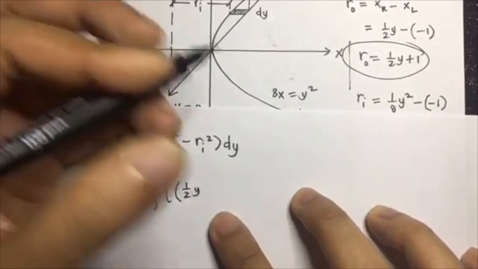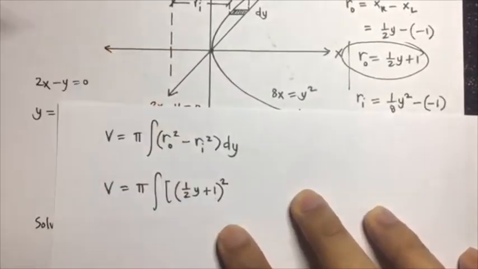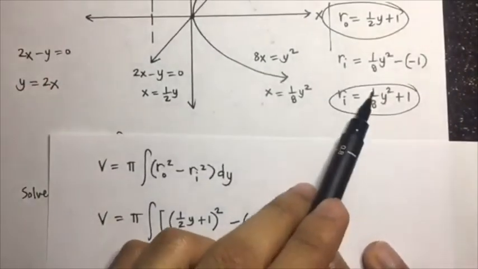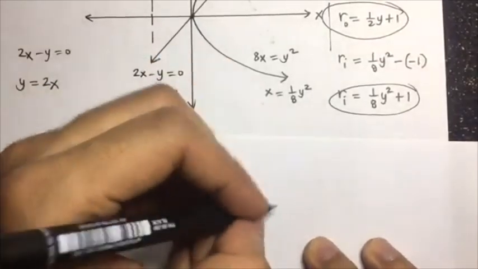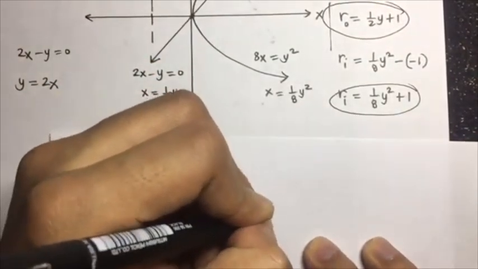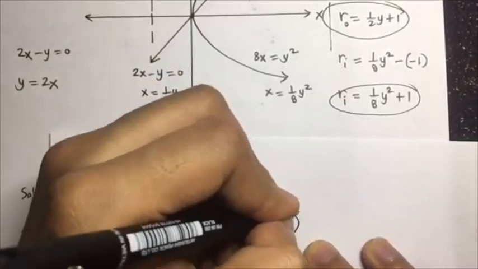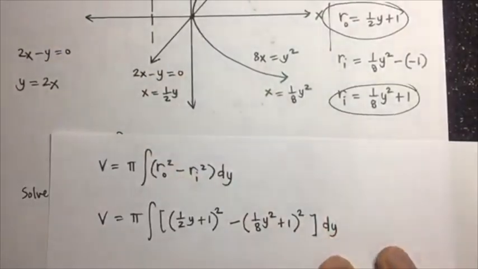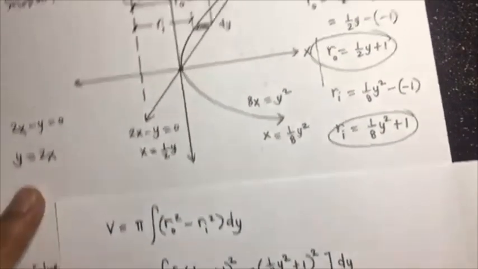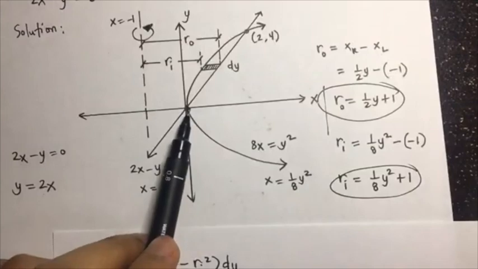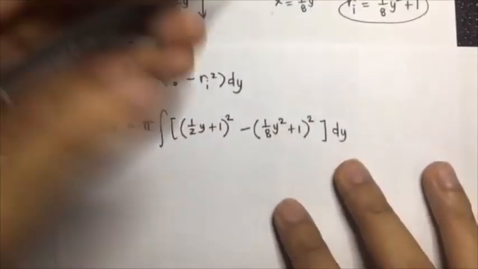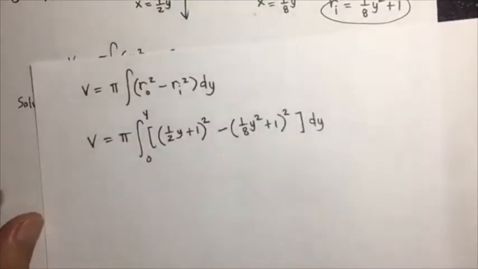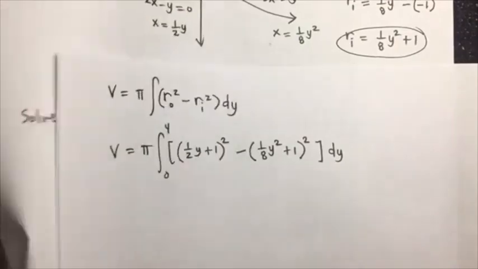So 1/2 of y plus 1 squared minus our inside radius, which is 1/8 of y squared plus 1, so 1/8 of y squared plus 1 squared. Okay, and then dy, with limits from y equals 0 to y equals 4. So from 0 to 4. Okay, so with that, let's proceed to integration.